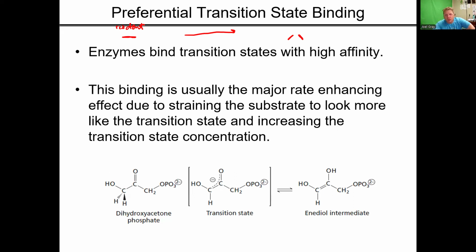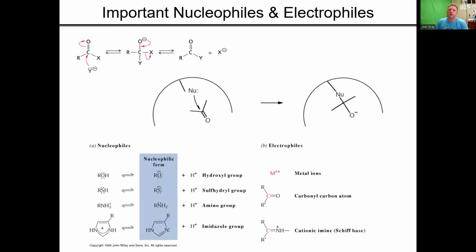Now, this binding is usually the major rate enhancing effect, due to straining the substrate to look more like the transition state and increasing the transition state concentration. So it's almost like saying, hey, substrate, I'm the enzyme, I will bind you, but you've got to look like the transition state. If you don't look like the transition state, I can't really help you.